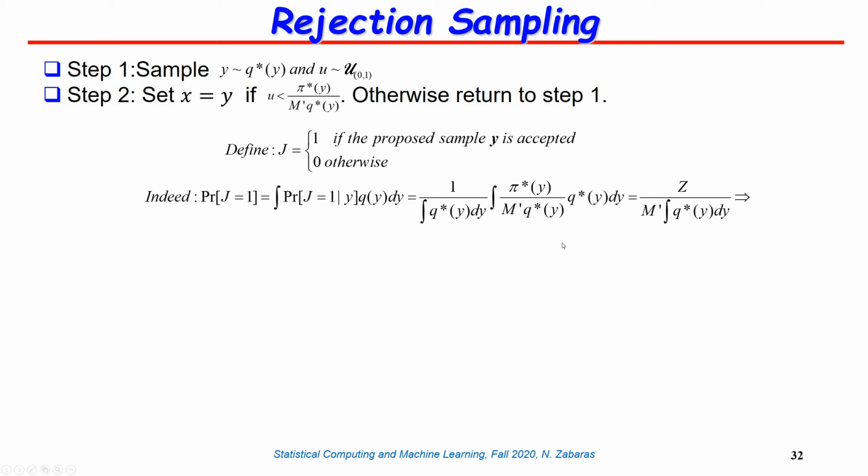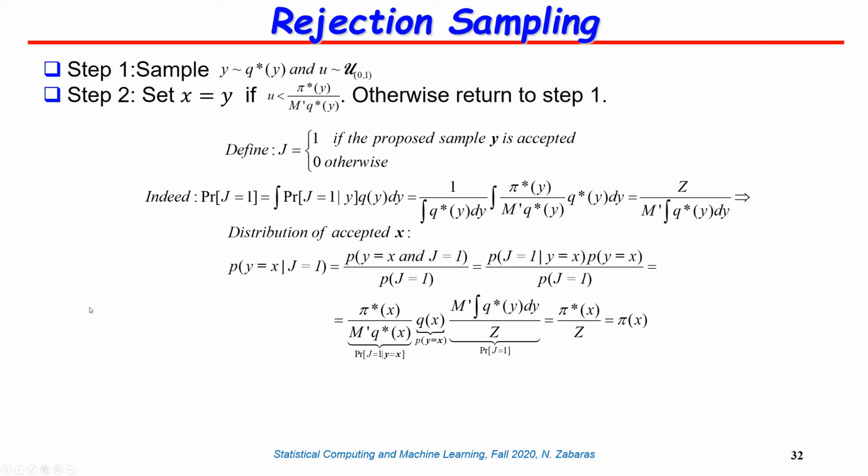All right, so let's see what type of simplifications we're going to get. q star of y and q star of y are going to cancel out. In the numerator, I'm going to get the normalization factor of the distribution pi of y. So this Z that you see here is the integral of pi star over the support space. And then in the denominator, I'm going to have m prime times the normalization factor of q star. So the probability of acceptance is given by the ratio of the normalization factors of pi and q, and then there is an m prime in the bottom as well.